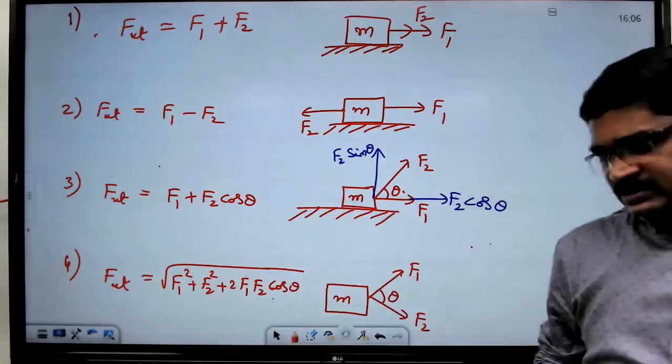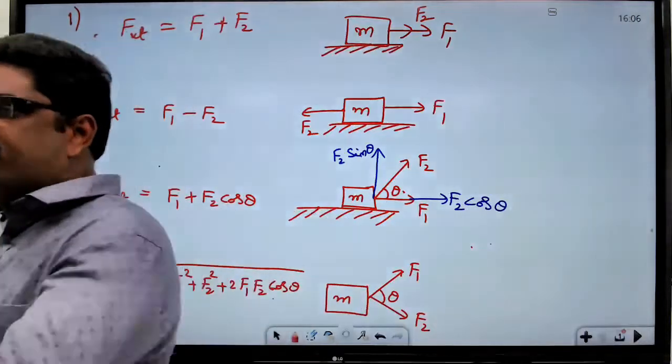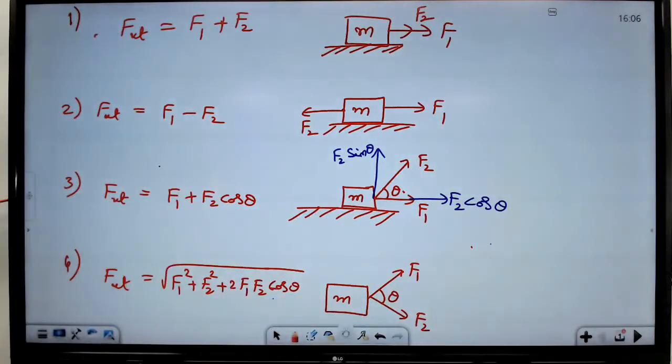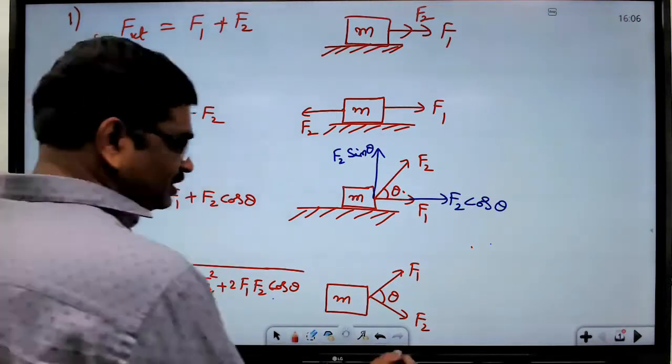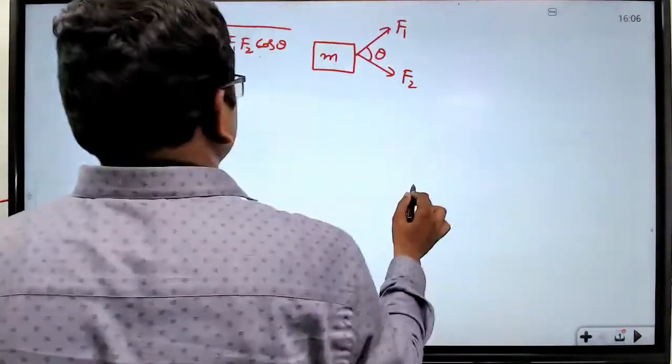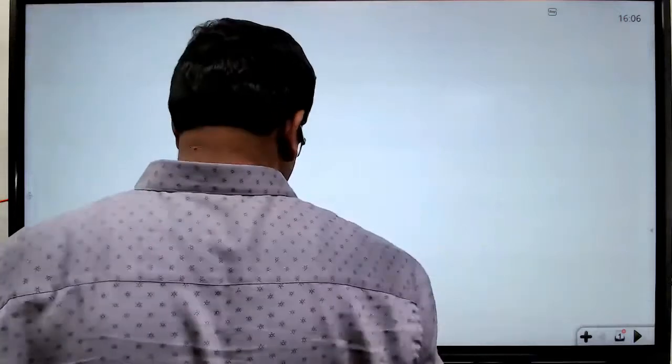So if more than two forces, or nothing but three forces, are there, then in that case we need to resolve each and every force, and we need to write down the horizontal component and vertical component, or net force along x axis and net force along y axis. So the example for that one is case number 5.